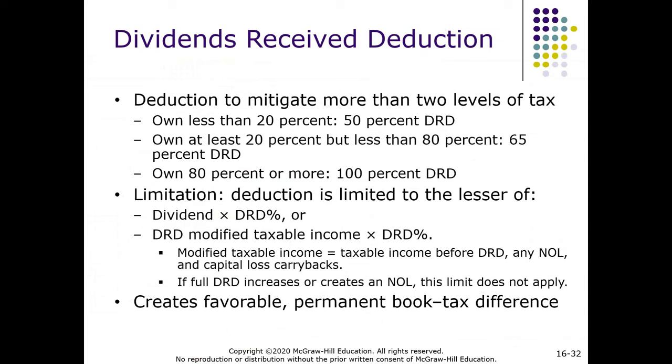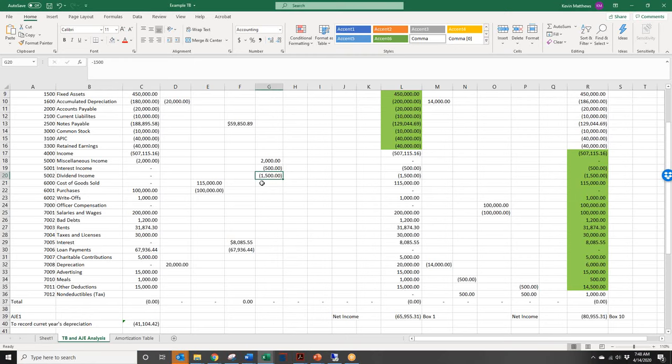Now, how does this actually work within your organization? We're going to have to do an analysis of this $1,500 and find out where it came from. So let's say it comes from our stock portfolio. We have a little extra money, we've gone ahead and invested it in an investment account, and as a result of that, we received this. So I'm going to get a 50% dividends received deduction off of this, and so I'm not going to have to pay taxes on that.